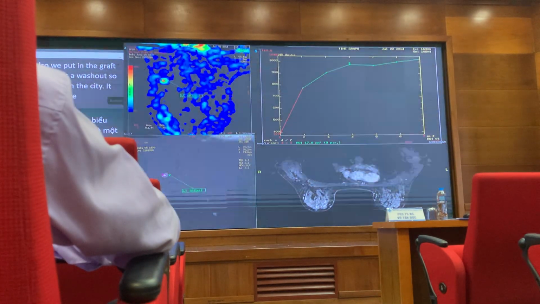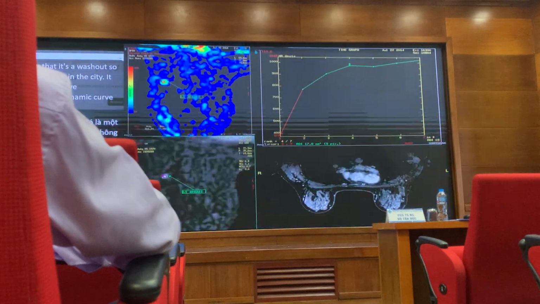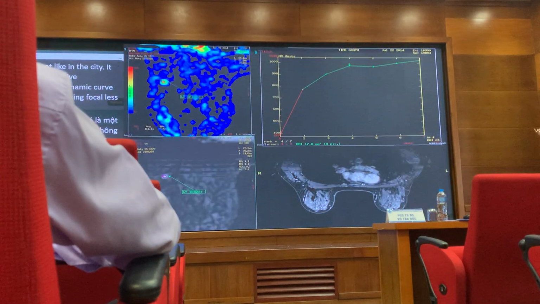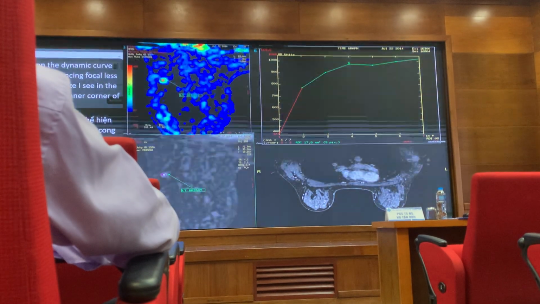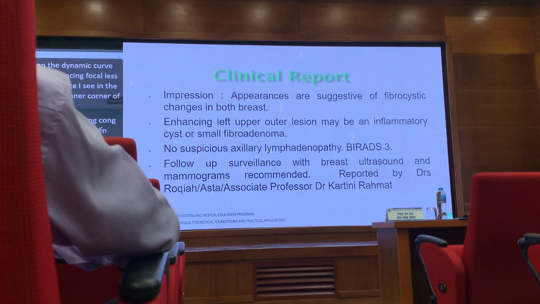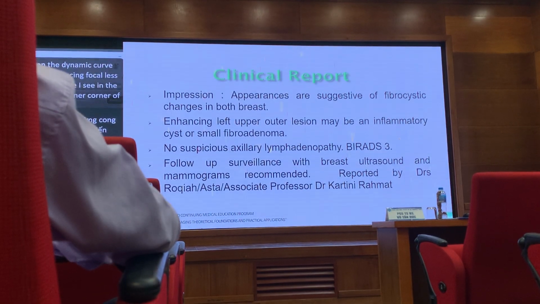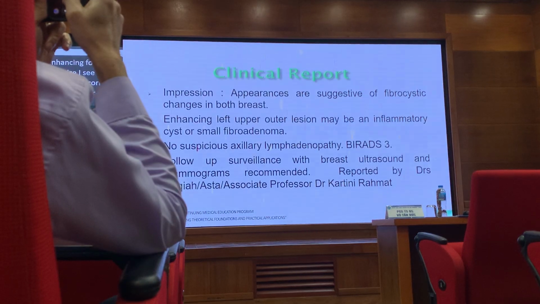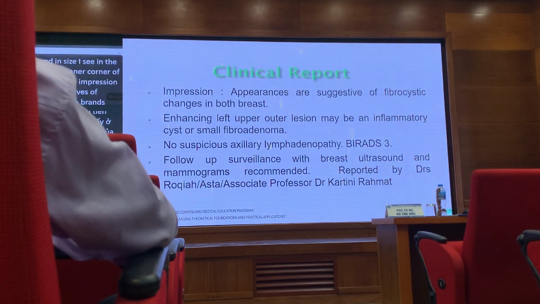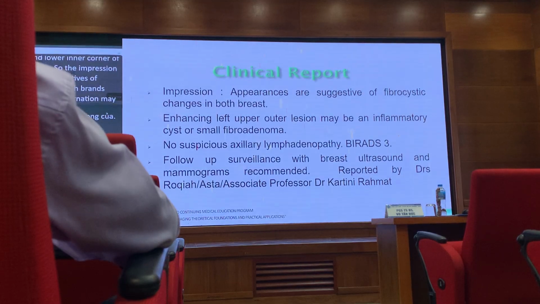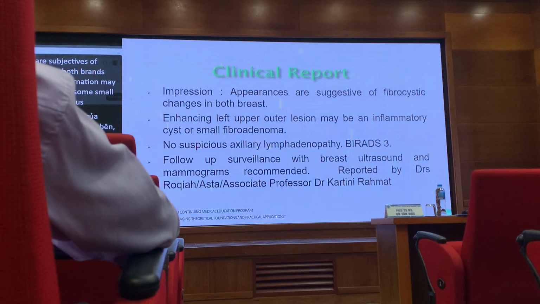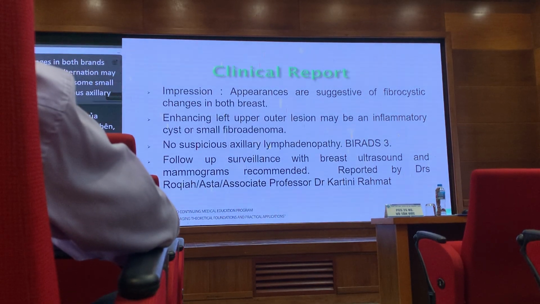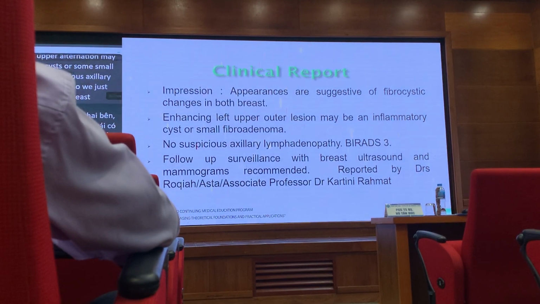Multiple small enhancing foci, less than 3 mm in size, are seen in the upper outer and lower inner quadrants of the left breast. So the impression is that the appearances are suggestive of fibrocystic changes in both breasts. The enhancing left upper outer lesion may be an inflammatory cyst or some small fibroadenoma. No suspicious axillary lymphadenopathy, BI-RADS 3. So we just follow up this patient; breast ultrasound or mammogram is recommended.